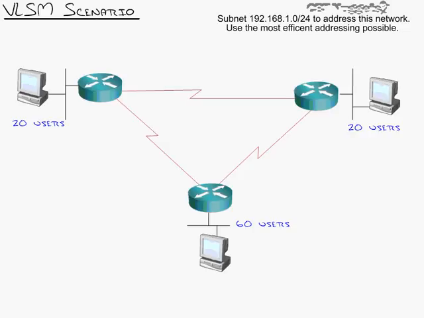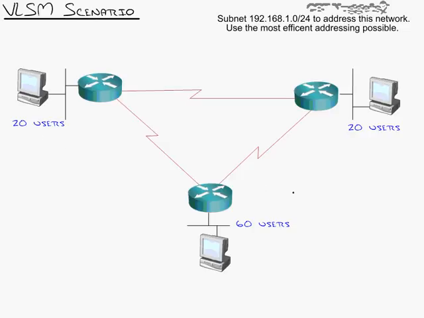Now remember what subnetting is. Subnetting is taking one network and breaking it into mini networks. For example, we have 192.168.10.0/24 here, and I could break that into mini networks to address this network that you see in the diagram. But notice the statement. It says subnet 192.168.10 to address this network using the most efficient addressing possible. Whenever you see most efficient addressing possible, that means we're going after variable length subnet masking, which means you're going to use custom subnet masks for every segment of the network.